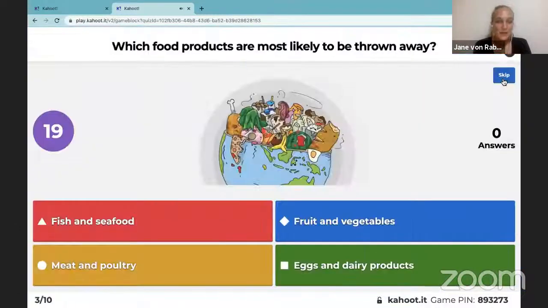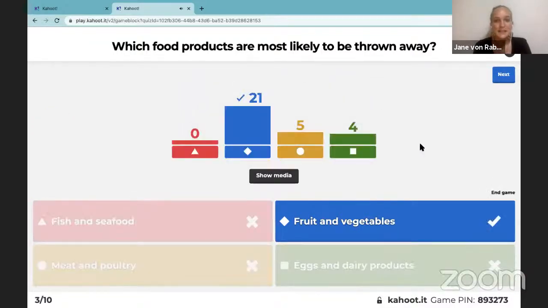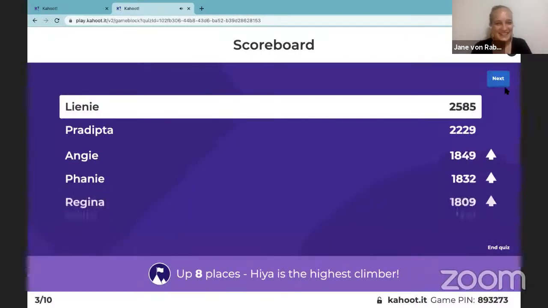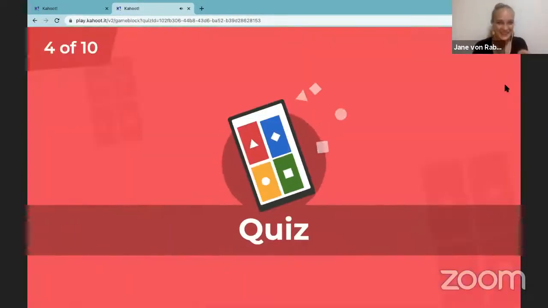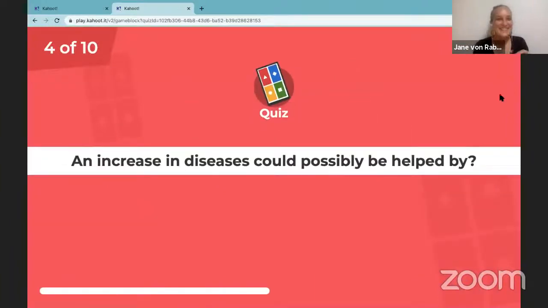Which food products are most likely to be thrown away? I think this is globally, not Indonesia specific. Fish and seafood, fruit and vegetables, meat and poultry, eggs or dairy products. Okay, most of you got this right as well. Great. Leni is killing it today.